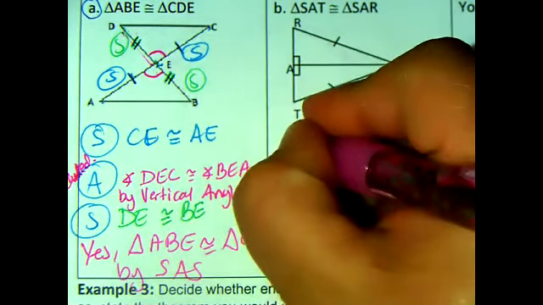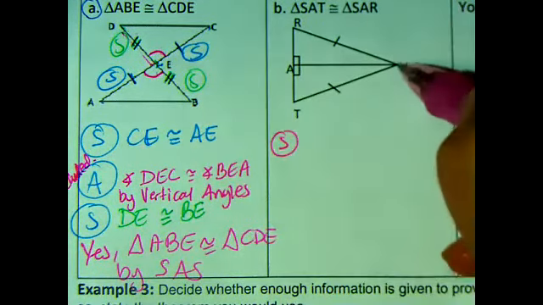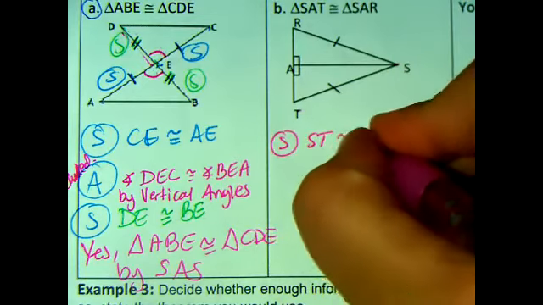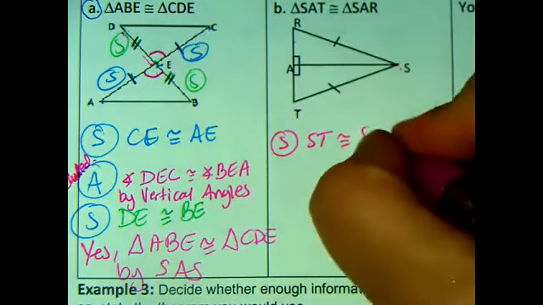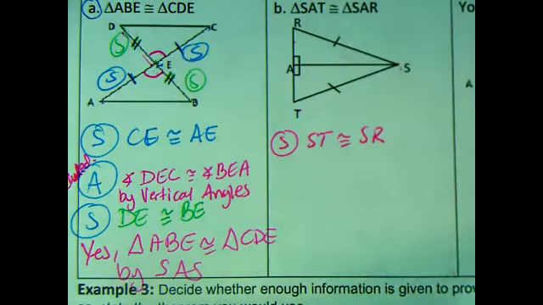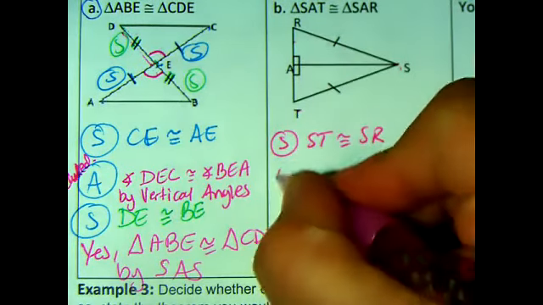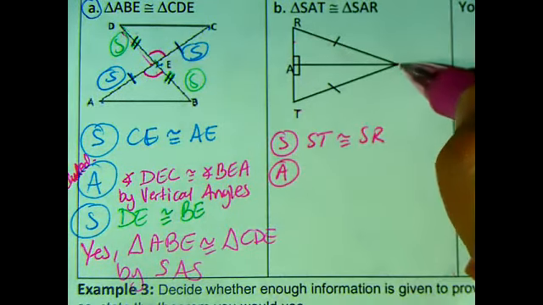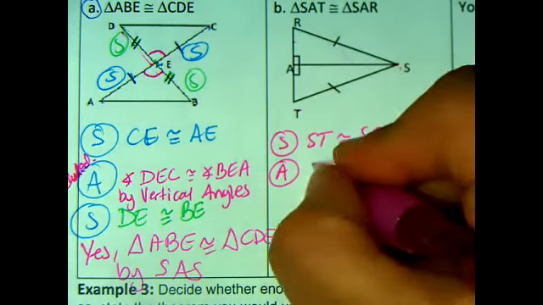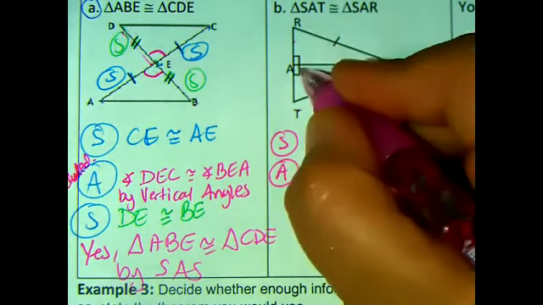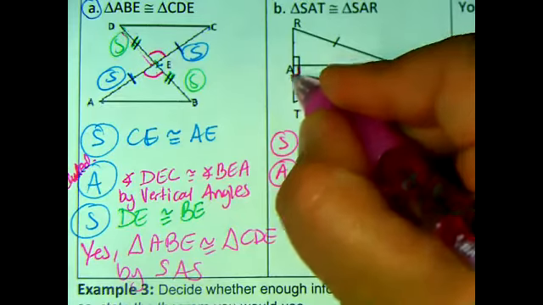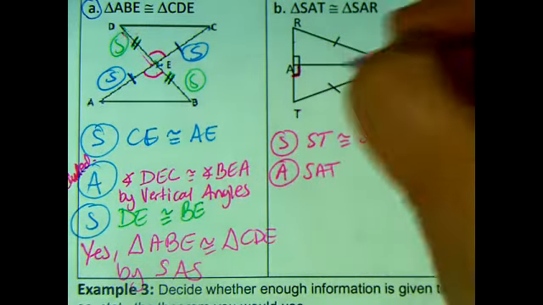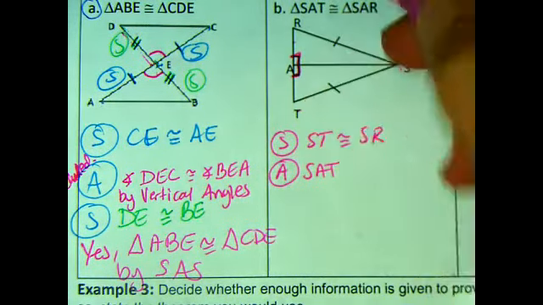So I have a congruent side here. Side ST is congruent to side SR. And then I have a congruent angle here. Angle SAT, that angle right there, is congruent to angle SAR, that angle right there.